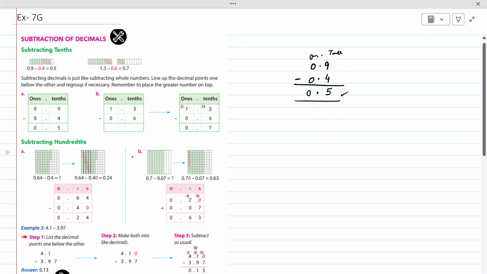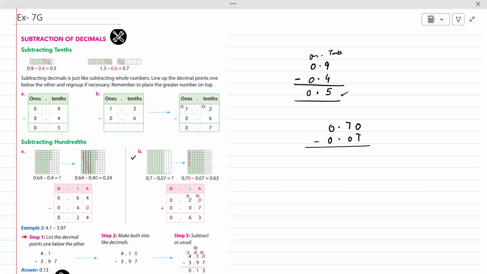I am taking subtracting hundredths now, and here I am taking this example: 0.7. From this we have to subtract 0.07. So kids, if you see here, these two numbers are unlike decimals. So first we have to convert them to like decimals. For that I am adding a 0 here. Okay, so now these two numbers are like decimals, and now we will proceed with the general subtraction.